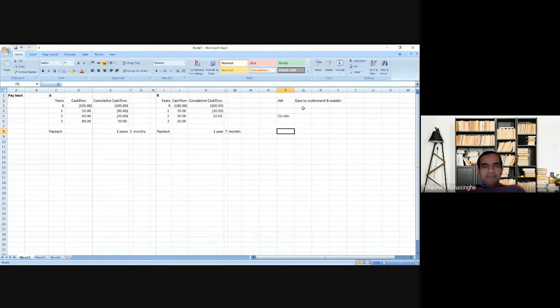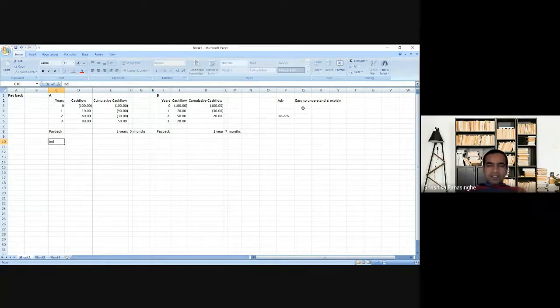By the way, project A, right? The payback period of 2 years, 5 months means it takes 2 years and 5 months to recover your investment. Whereas B, payback is 1 year, 7 months, which means it takes 1 year, 7 months to recover your investment. So if you were given a choice, which one will you pick, A or B? B.